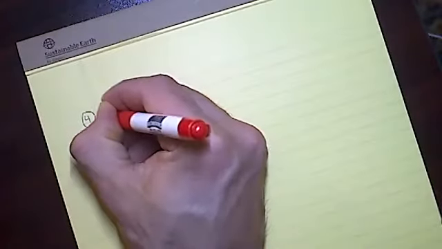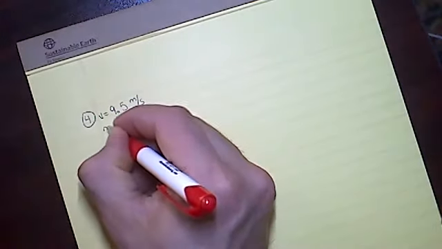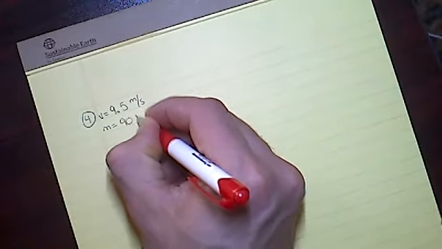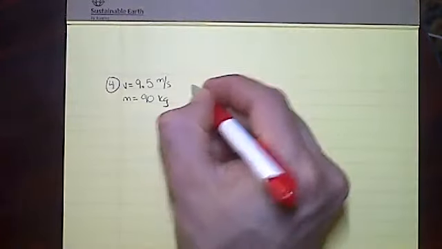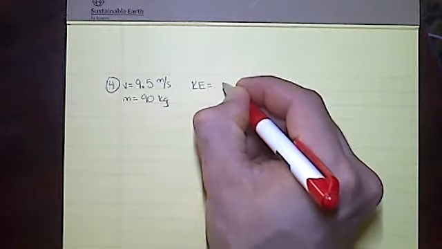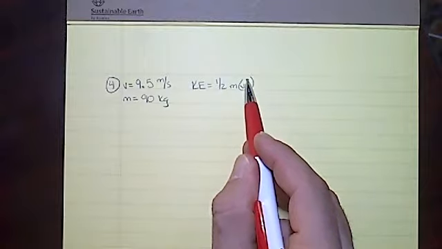All right. Number 4, a bike rider approaches a hill at a speed of 9.5 meters per second. The combined mass of the rider and the bike is 90 kilograms. Find the kinetic energy of the rider. Let's do that first. So we know his velocity is 9.5 meters per second, and we know his combined mass is 90 kilograms. We want to find the kinetic energy. Kinetic energy equals 1/2 mv squared. Remember that square only belongs to the v.